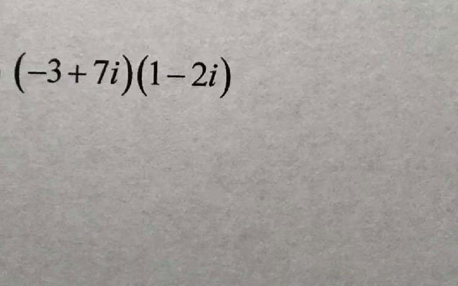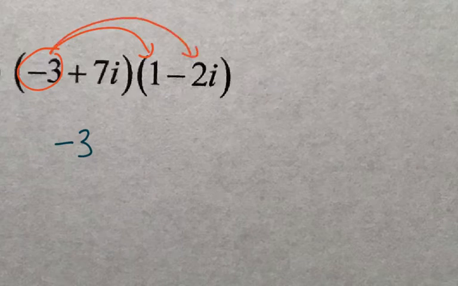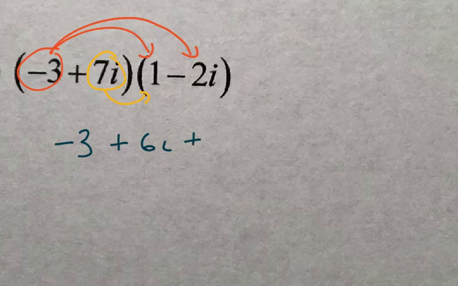So let's do a couple multiplying problems. How do I know it's multiply? Right in here, do you see a plus or minus? No. So because of that, I'm now going to use distributive property, right? So here we go. I know negative 3 times 1 is simply negative 3. I know negative 3 times negative 2i is positive 6i. Watch your negatives, okay? I know 7i times the 1 is simply 7i.